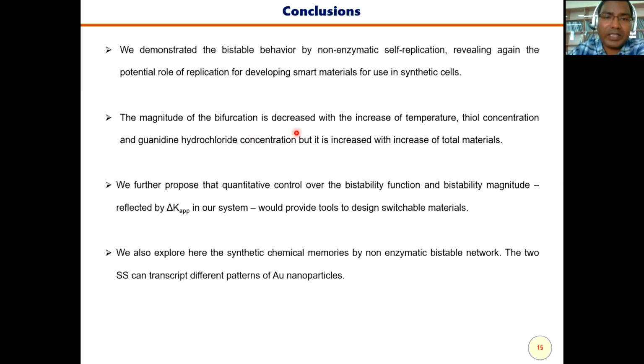The magnitude of the bifurcation decreases with the increase of temperature, thiol concentration, and guanidinium hydrochloride concentration, but it increases with increasing the total material. We further suppose that quantitative control over the bistability function and bistability magnitude, reflected in the delta K afferent in our system, would provide a tool to design suitable materials. We also explored here synthetic chemical memory by a non-enzymatic bistable system. The two steady states can transmit different patterns of gold nanoparticles.